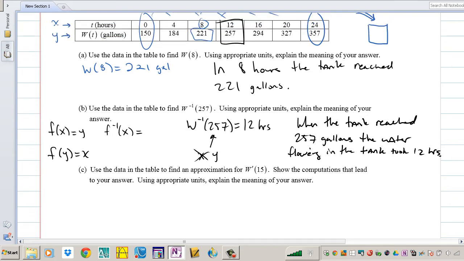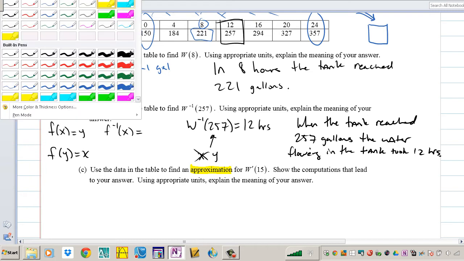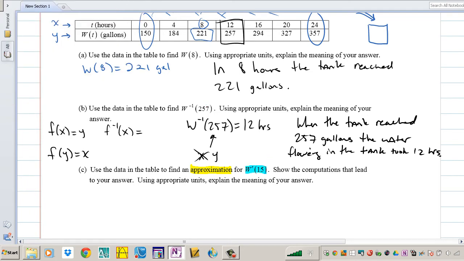Now, the next part is a very important part, part C. Part C says use the data in the table to find an approximation, note, approximation, for W prime of 15. Now, W prime of 15, what does that mean? We all know what the prime means. The prime means derivative. So W prime of 15 means the instantaneous rate of change at 15 hours, or I can say the 15th hour. That's probably better. Show the computations that lead to your answer using appropriate units. Explain the meaning of your answer.